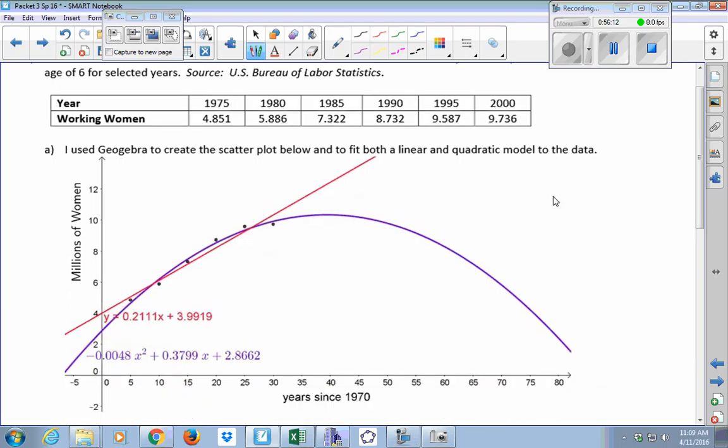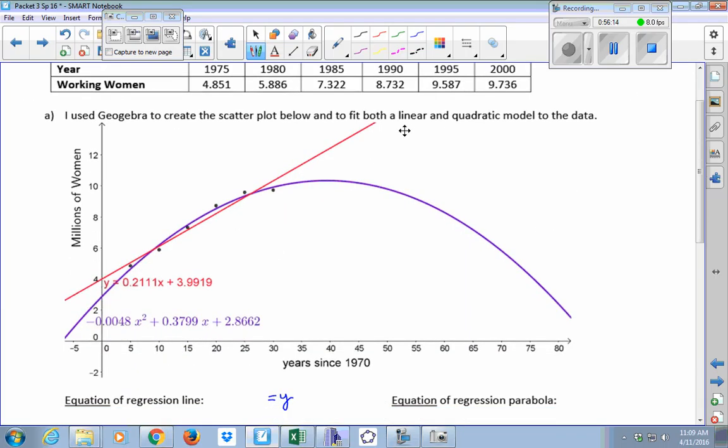So then I asked GeoGebra to fit a linear model, a line of best fit, which is the red line, and this is the equation for that line. And then I asked it to fit a quadratic model through it. And as you can see, both models fit the data pretty well. The red line is very close to each of these data points. And actually, the parabola fits each of those data points a little bit better.